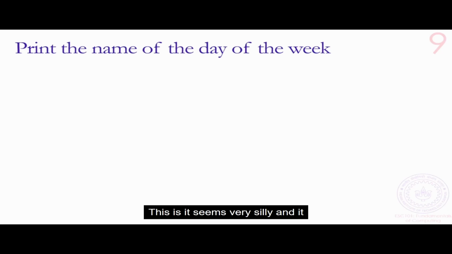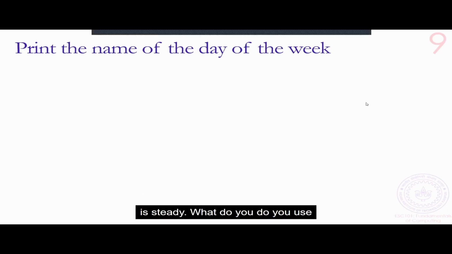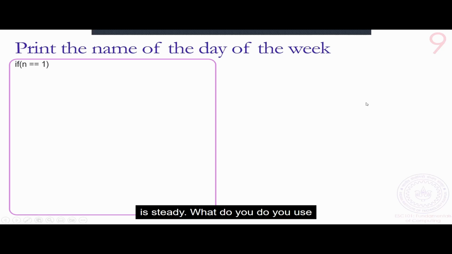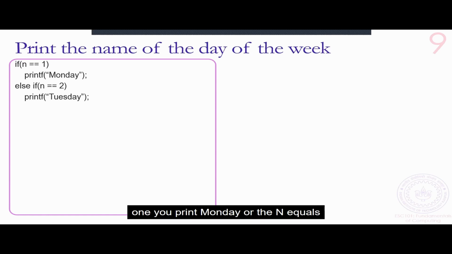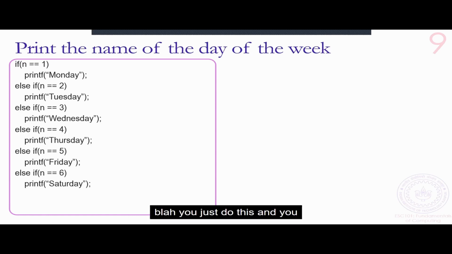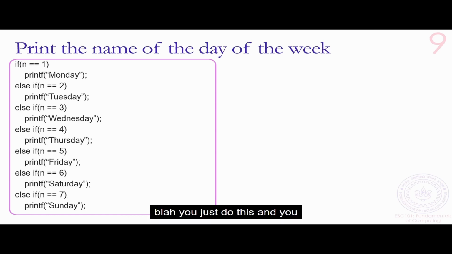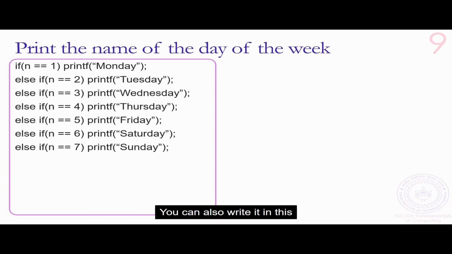It seems very silly, and it is silly. What do you do? You use this if condition and you say if n equals 1, you print Monday, else if n equals 2, Tuesday, blah, blah, blah. You just do this and you have this extremely annoying piece of code that you've written. You can also write it in this way.